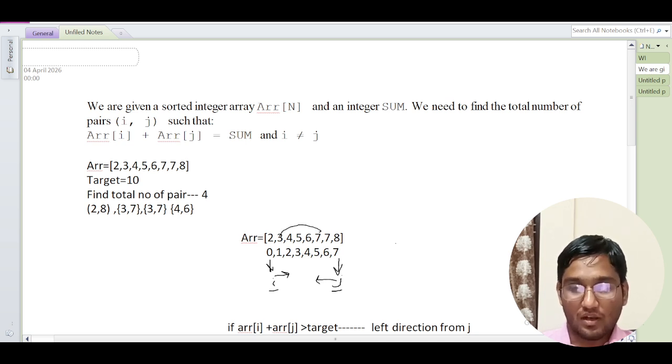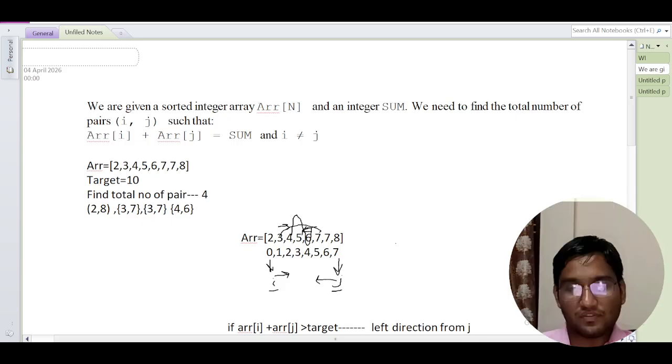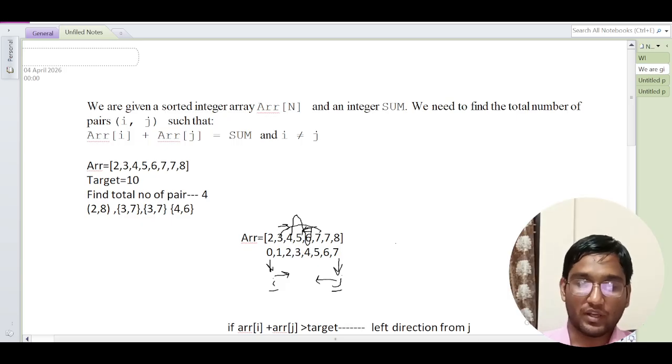If we go to the elements, for example here 3 and 7, that we have achieved. Now we need to think that some other possibilities might be there. So we need to move in this direction from i, and we need to move in the left direction from j, and that's why we have achieved another pair, 4 and 6 itself. So yes, we need to move in this direction and calculate the total number of pairs in this array. There are multiple possibilities that we encounter in order to solve this question.